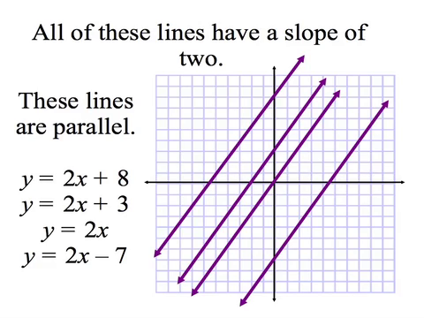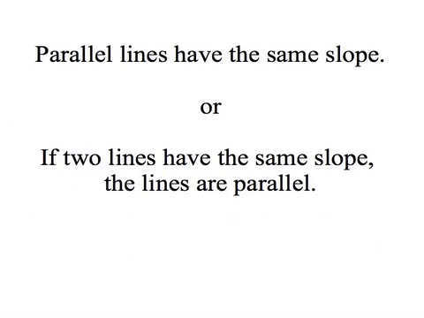The third equation just says y equals 2x, but remember that that means 2x plus 0, so the y-intercept for the third equation is 0. And that brings us to this. Turns out parallel lines have the same slope. Or, another way to state it, if 2 lines have the same slope, the lines are parallel.